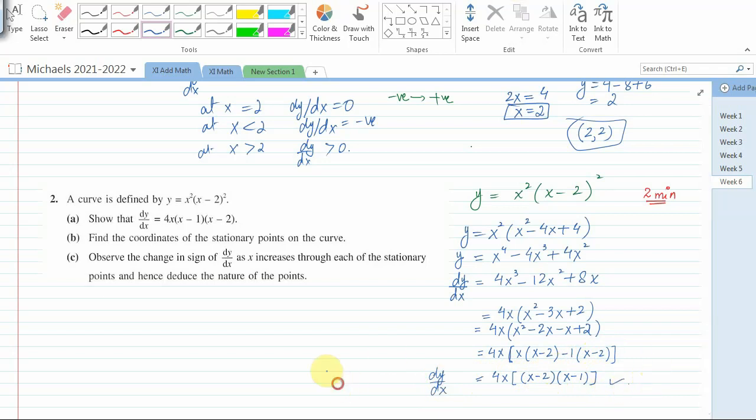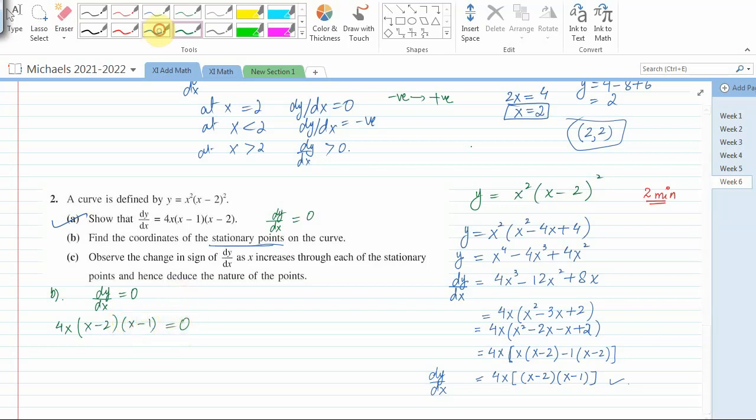After part A, it's part B. Find the coordinates of stationary points on the curve. For stationary points, we had discussed it. The condition is what? dy by dx should equal 0, right? For part B, we need to apply dy over dx equals 0. dy by dx we found out is 4x times (x minus 2) times (x minus 1) equals 0.